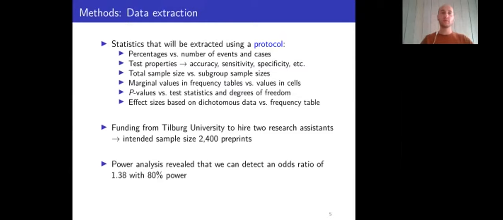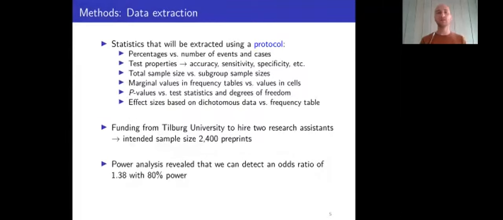So we are very thankful that we got some funding for this project by Tilburg University, and we could use this funding to hire two research assistants. And the idea is that they in total extract data from 2,400 preprints, so 1,200 preprints on COVID-19 research and 1,200 preprints not on COVID-19 research. And they are currently already collecting these data, and they are about halfway. So we need a bit more time for the data collection.